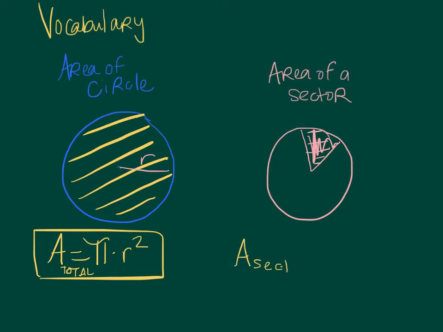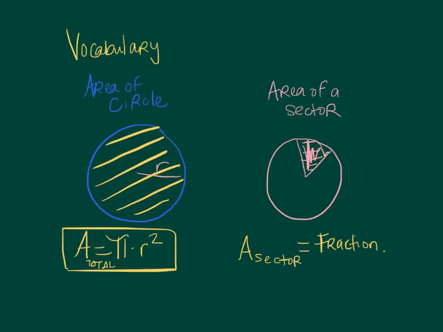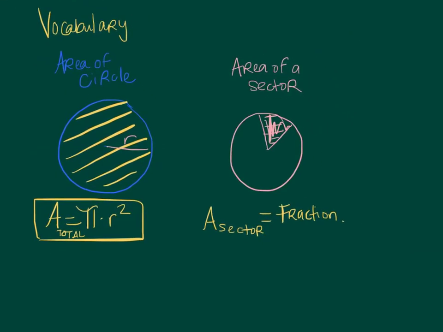If you wanted to find the area of a sector, which is just a piece of the circle, you would multiply the fraction of the circle, so half of a circle, a quarter of the circle, times the total area of the circle. I can tell I need a little space here, so I'm going to move this over. So the fraction of the circle times the total area of the circle.